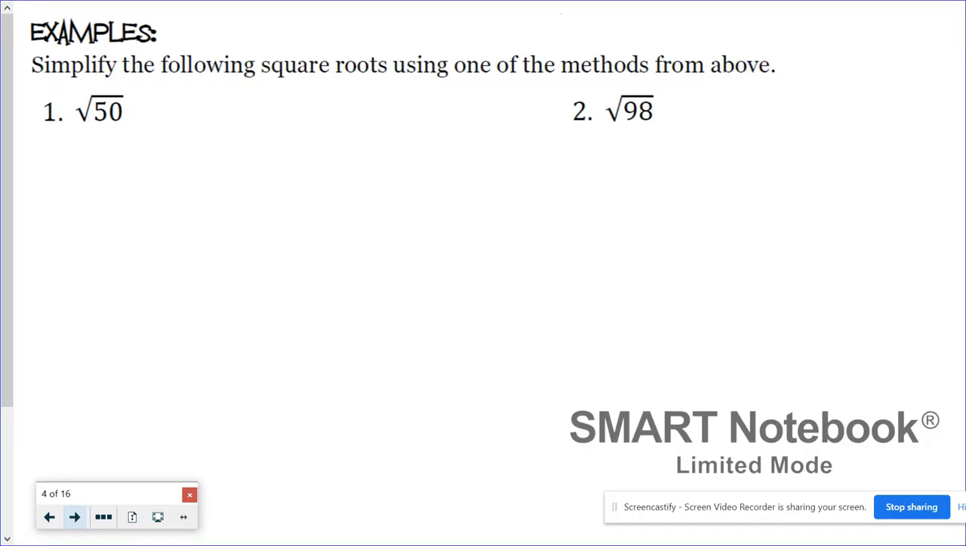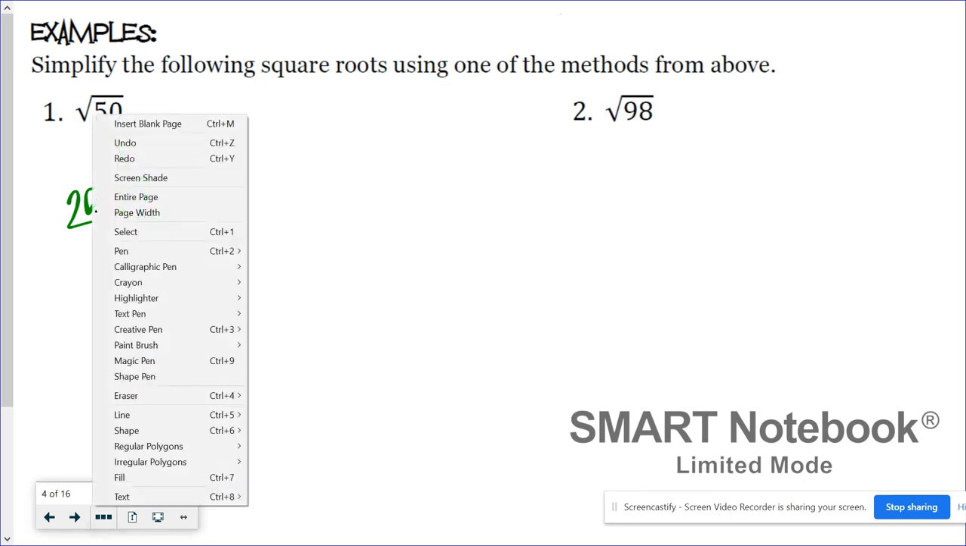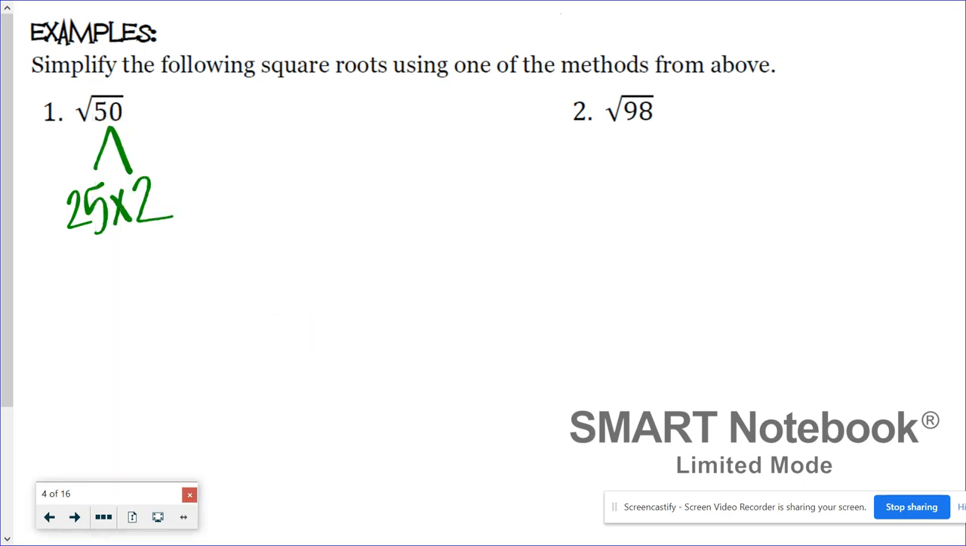So the square root of 50, I look at that and I'm immediately thinking of money. 50 is 25 times 2. It's like 2 quarters, right? So then I'd want to take the square root of both of these because, let's face it, can't get any smaller than the square root of 2. Square root of 25 is a perfect square. It's 5. The square root of 2, that's all you can do.